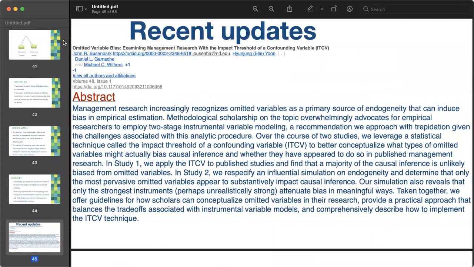Recent updates: omitted variable bias. Examining management research with the impact threshold of a confounding variable. Abstract: management research increasingly recognizes omitted variables as a primary source of endogeneity that can induce bias in empirical estimation. Methodological scholarship on the topic overwhelmingly advocates for empirical researchers to employ two-stage instrumental variable modeling, a recommendation we approach with trepidation, given the challenges associated with the analytical procedure. Over the course of two studies, we leverage a statistical technique called the impact threshold of a confounding variable to better conceptualize what types of omitted variables might actually bias causal inference and whether they have appeared to do so in published management research.